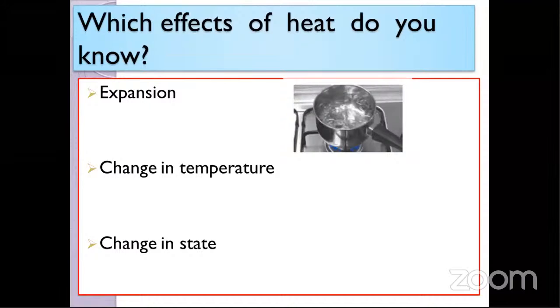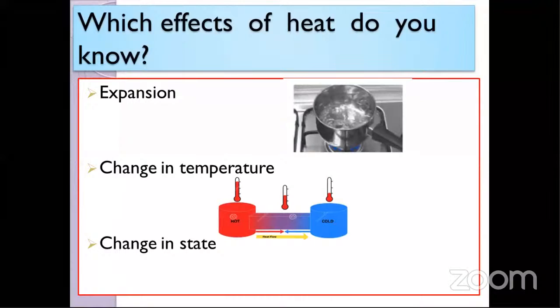Next one, change in temperature. What happens in the change in temperature? See here, students, when heat energy is provided to a substance, the kinetic energy of its particles increases, and so the particles move at a higher speed. This causes a rise in temperature, or you can say an increase in the temperature. So you can see, students, the temperature increases while providing heat, and the flow of heat is from the hot body to the low temperature body.